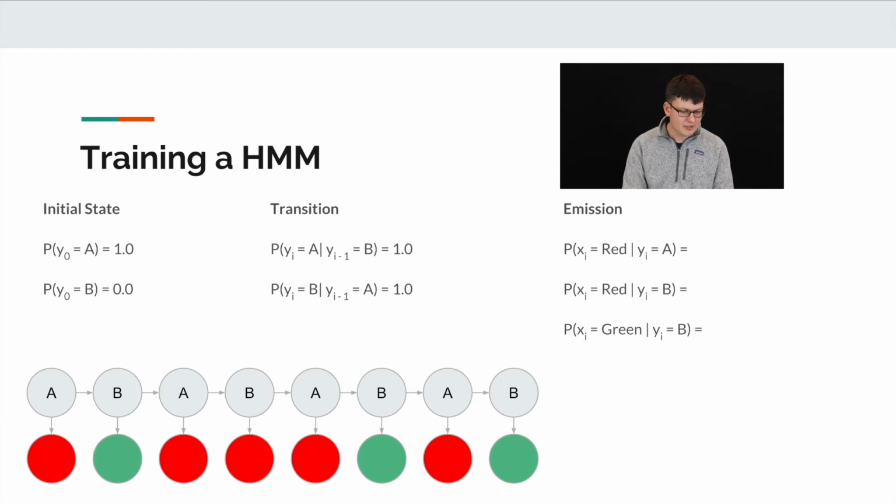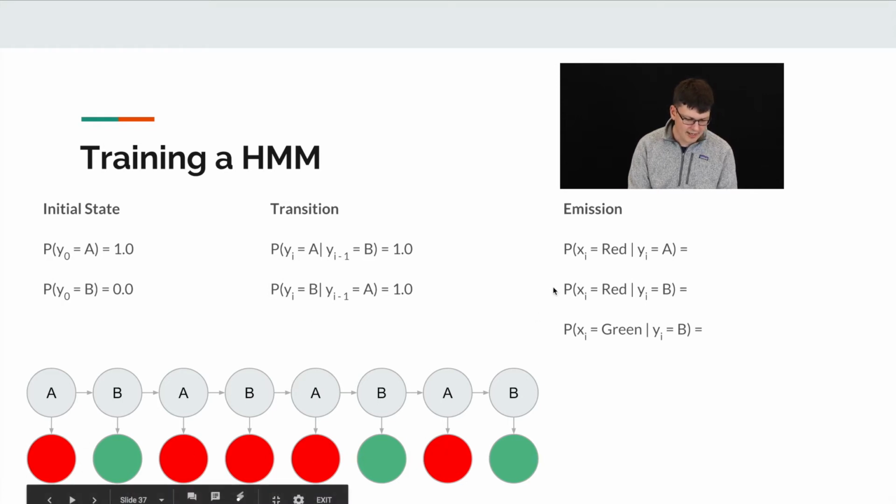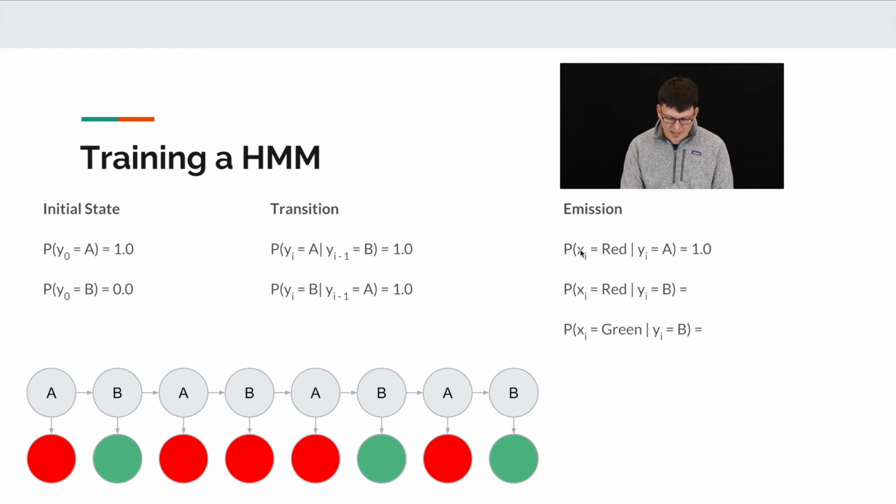All right, so we're done with initial state and transition. The only ones we have left are the emission probabilities. These are slightly more interesting, so let's take a quick look. If I'm in state A, what kind of emission do I tend to do? The emission probabilities depend only on the current state. How many A's do we have? We have 1 A, 2 A's, 3 A's, 4 A's, and every single time we output a red. So what's the probability of red given being in state A? 100%.